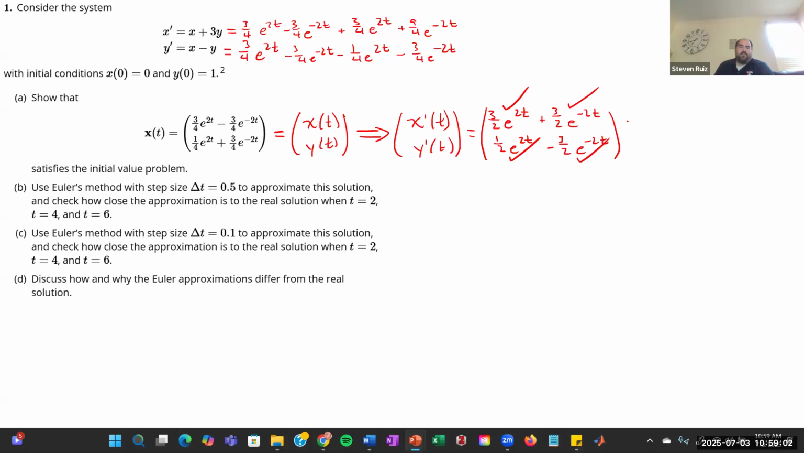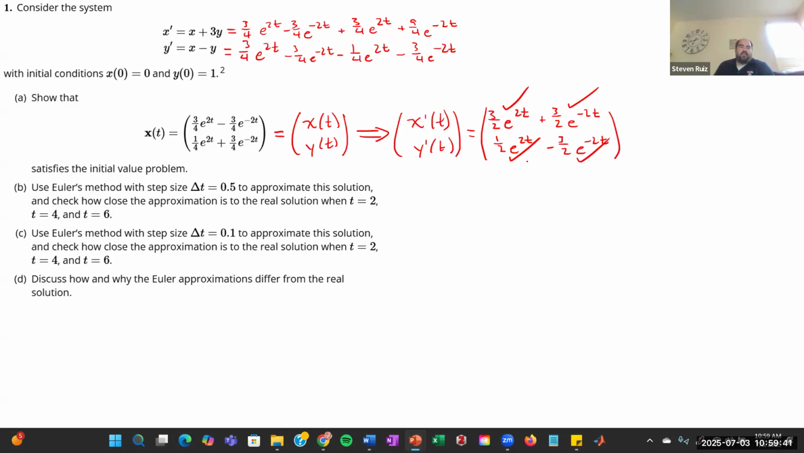So our solutions are good. Actually, we should probably check the initial conditions as well. What happens when I plug in 0 for all my t's in my x solution? Then I get 3/4 minus 3/4, 0, good. And then y naught? That would be 1/4 plus 3/4, that's 1. Okay, so everything checks out, initial conditions and the functions themselves.